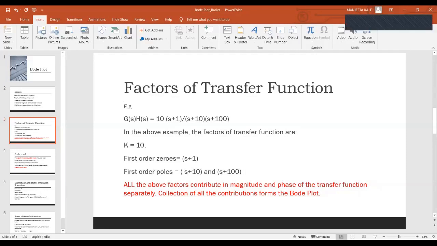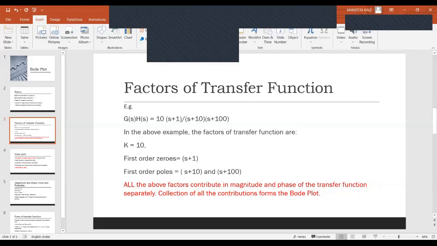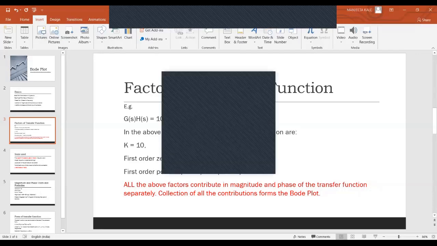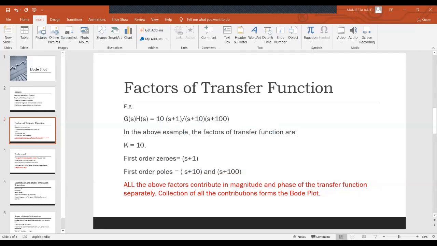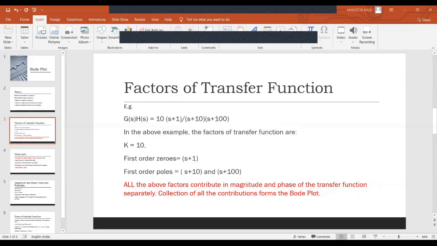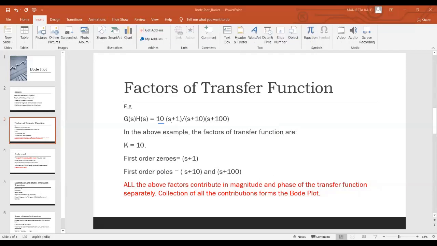I hope all of you understand what is first order and what is second order. When we have the power of s as 1, then we can say that it is a first order function, and when the power of s is equal to 2, then it is a second order function. Now, in this example, we have 10 into (s plus 1) upon (s plus 10) into (s plus 100). K is a separate factor, s plus 1 is a separate factor which is known as a first order zero, and there are two first order poles, one is s plus 10 and another is s plus 100.